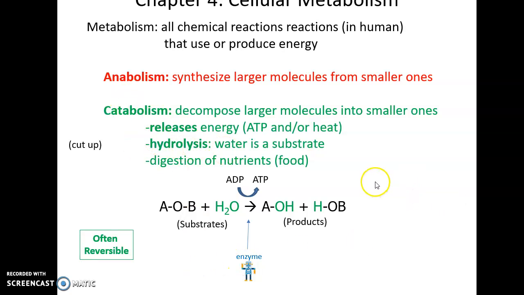Catabolism is considered a hydrolysis reaction because water, H2O, is a substrate that gets broken. So water is lysed, hydrolysis. And examples of when catabolism occurs includes the digestion of nutrients into smaller chemicals. Again, often reversible. So catabolism cuts up and anabolism adds together.